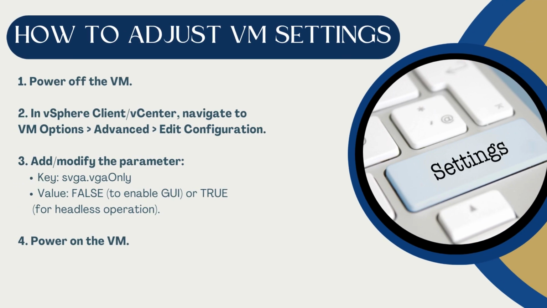Here are steps on how to adjust the VM settings. First, you will want to power off the VM. Second, in vSphere Client, vCenter, navigate to VM Options, select Advanced, and then select Edit Configuration. Third, you will need to add or modify the parameter. The final step will be to power on the VM.